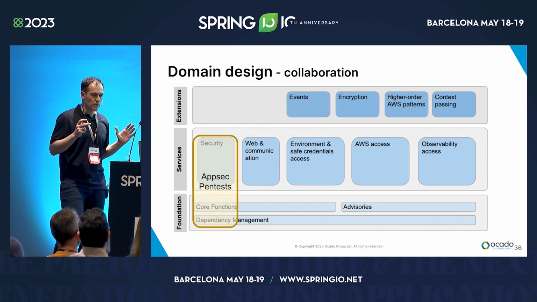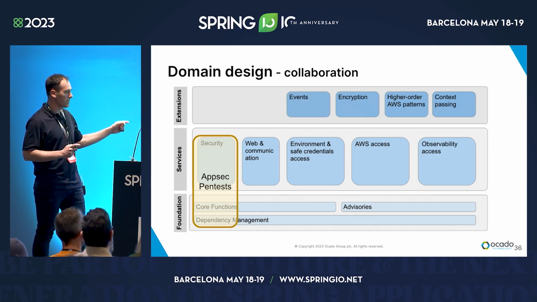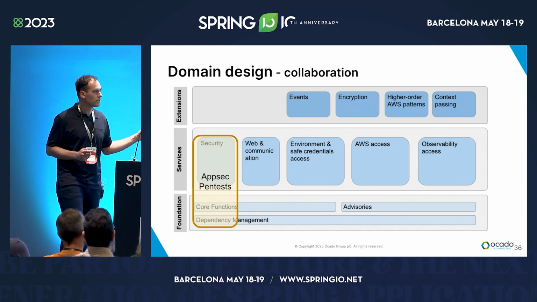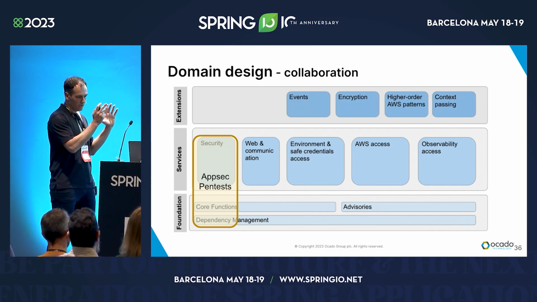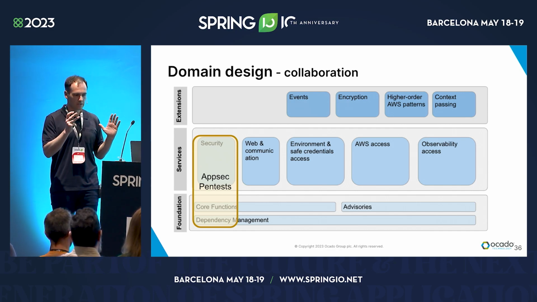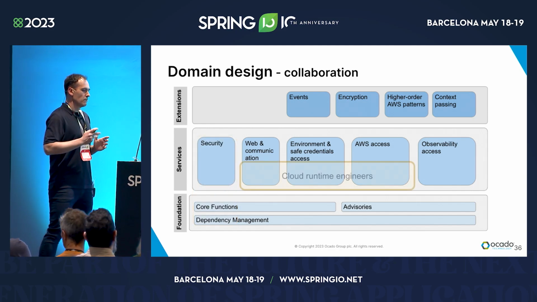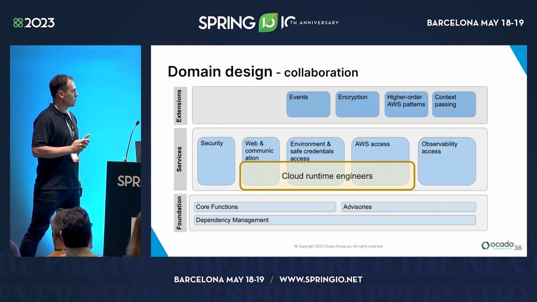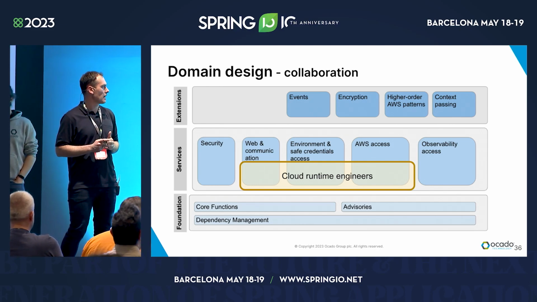Now it's iterative, because we discovered over time that we mostly talk to AppSec people and pen testers about our dependency management, of course, Snyk, and security. So it's a domain, and it's formed through various factors, not just how it changes, but also who the speaking partners are. Again, cloud runtime engineers are mostly interested in our cloud access, environment, and web communication aspects.